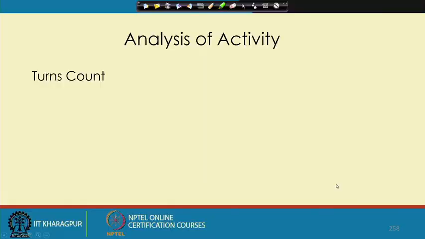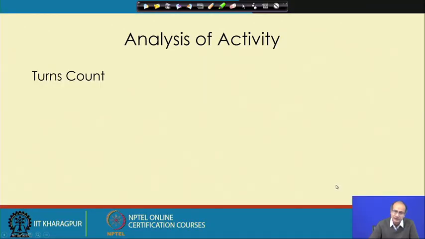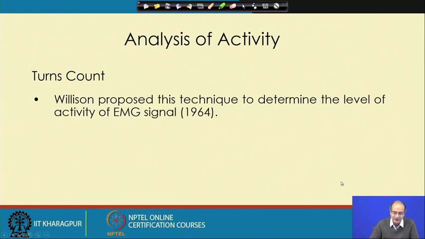Now, let us look at another technique called turns count. Turns count again measures the activity of the signal, and it was proposed by Willison in 1964 for the EMG signal.